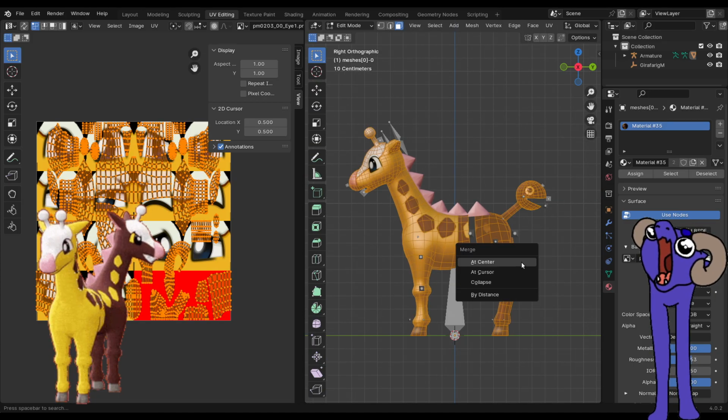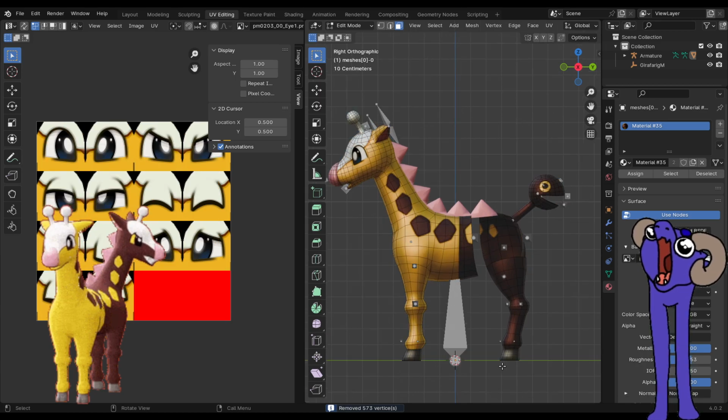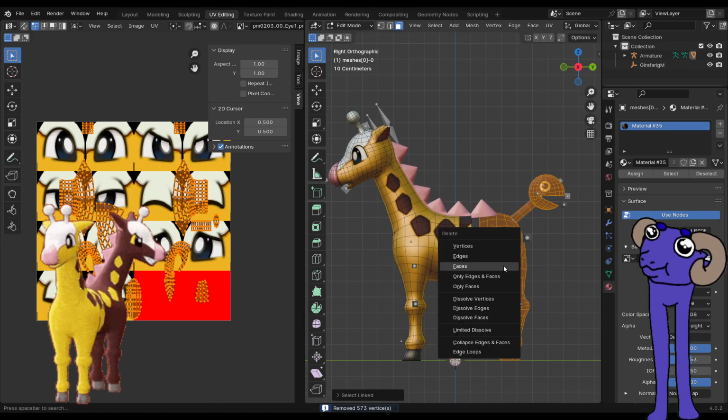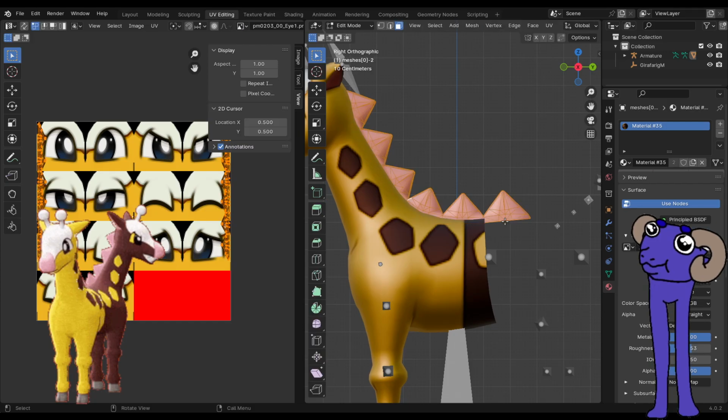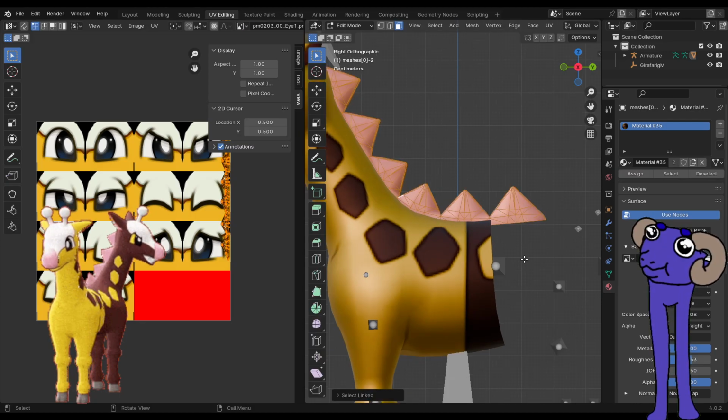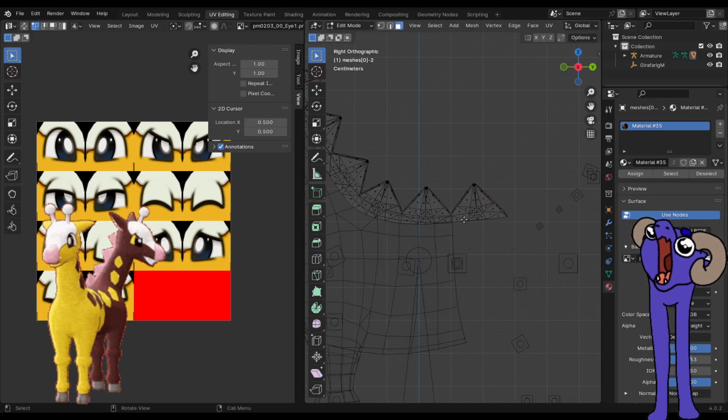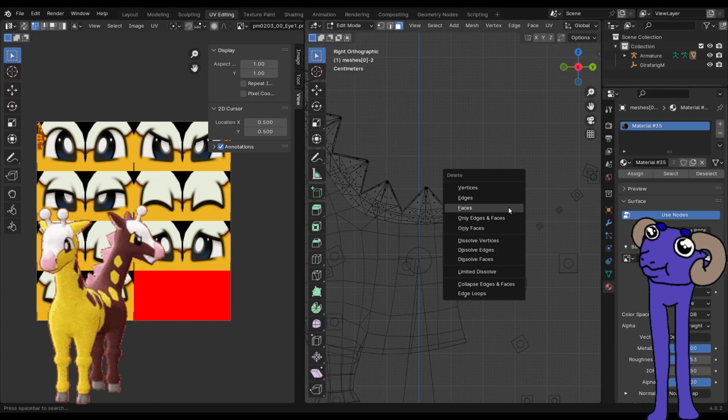Oh yeah, it's gonna have that happening as well. So merge by distance. Delete all of these. Go to this. And we want to get rid of that one.